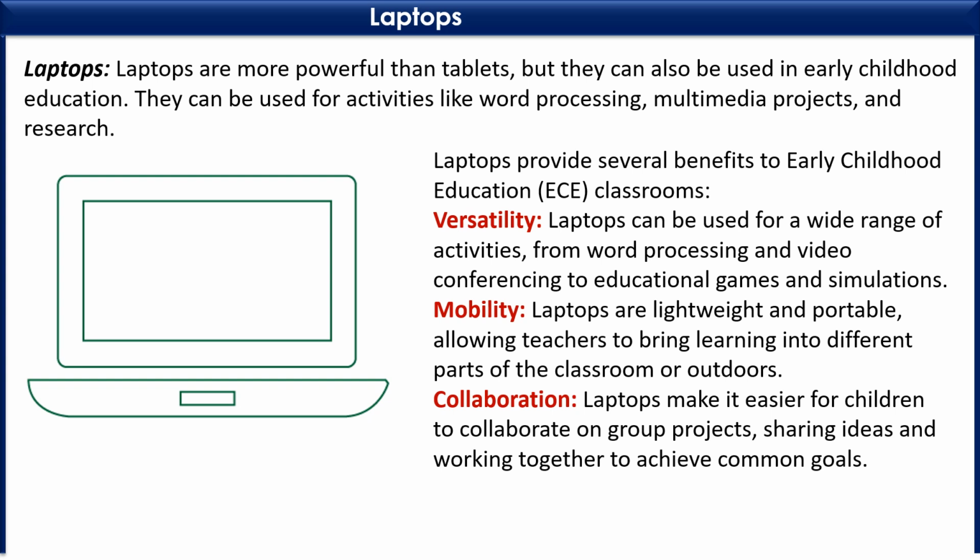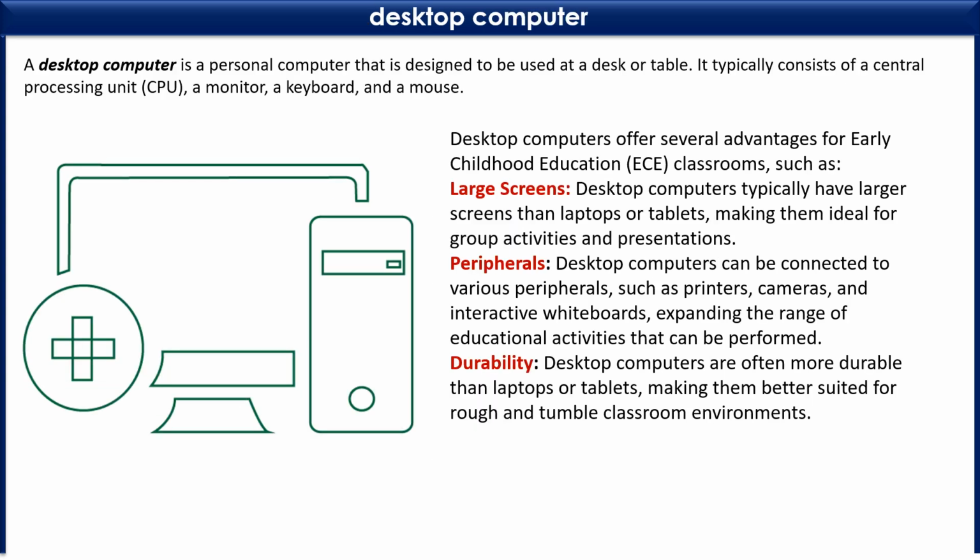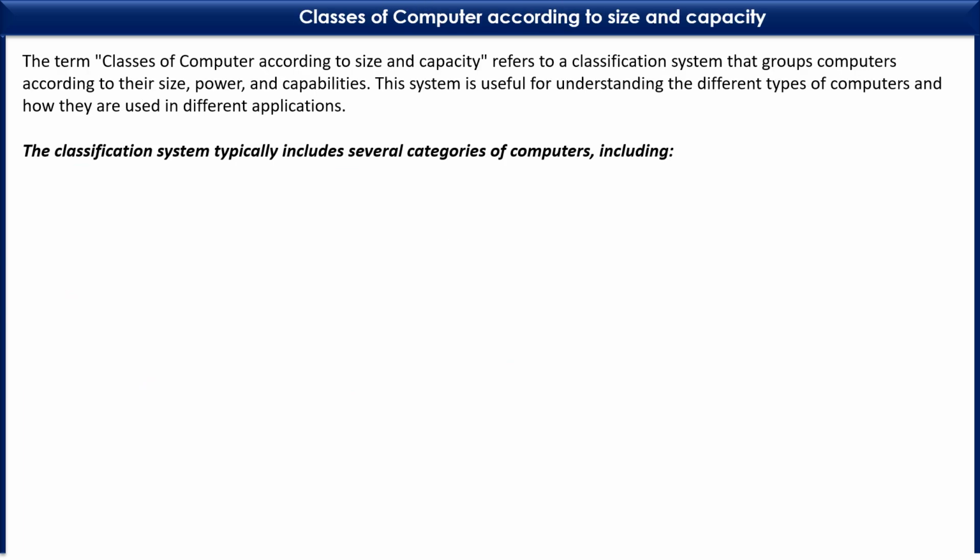They can be used for activities like word processing, multimedia project, and research. And the desktop also typically consists of the central processing unit, a monitor, keyboard, and a mouse. It offers you these advantages: large screen, peripherals connected to them, and they are durable. You can use them for a long time.